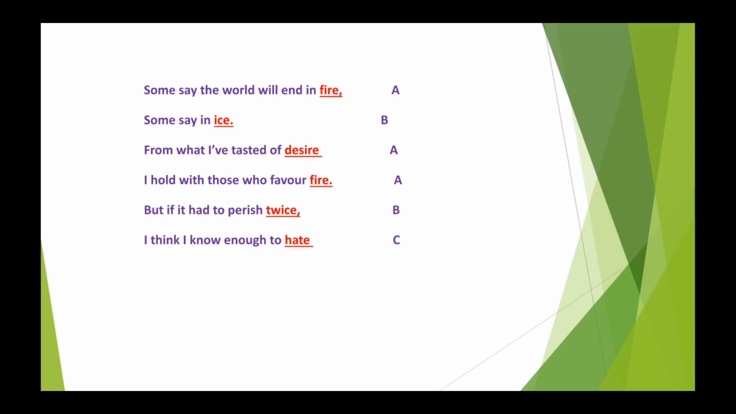I think I know enough of hate. Now hate is not rhyming with any of the words. So we will write C. To know that for destruction ice. Ice is rhyming with twice. So B. Is also great. Now great is rhyming with the word hate. So C. And the last, and would suffice, which is rhyming with ice. So the rhyming scheme of this poem is A, B, A, A, B, C, B, C, B.